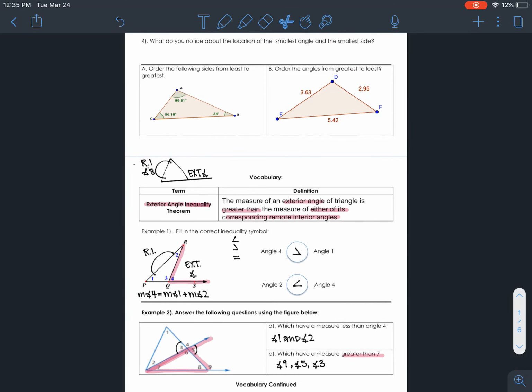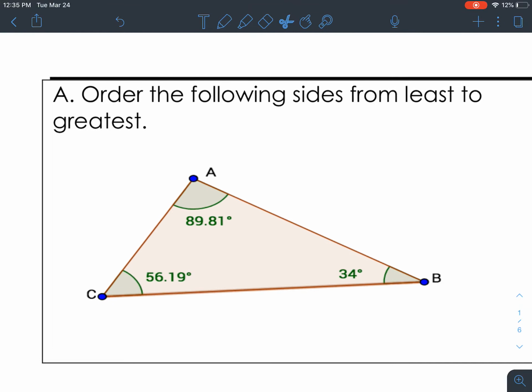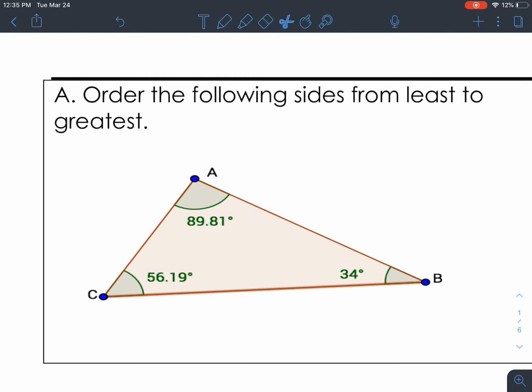So I'm going to come up here, all right, to this question A up on the top page. Okay, and what this question is asking us to do is we need to order the sides from least to greatest, okay? So I'm ordering the sides from least to greatest. You have to know which way you're ordering them, all right?